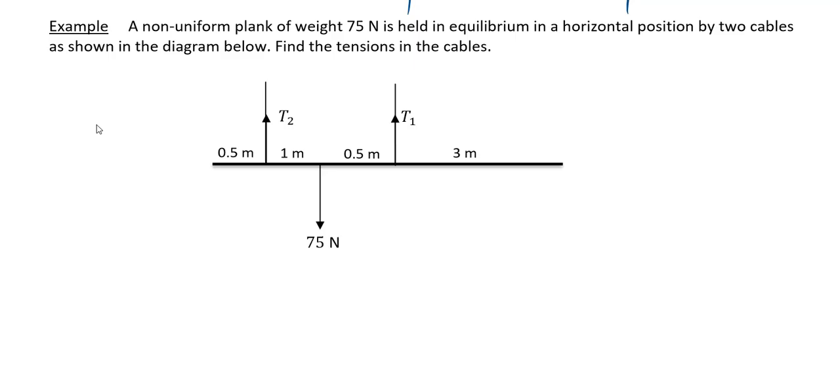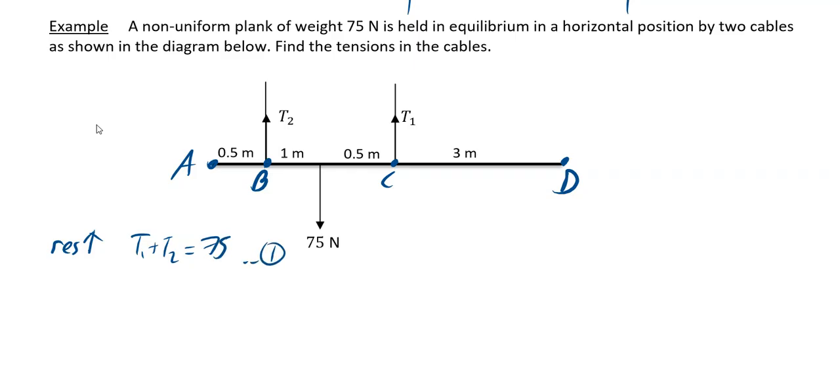To do this, first of all I'm going to mark on point A, point B, point C, and point D. And if we resolve vertically, your force up is T1 plus T2, and that equals 75 newtons, which is going down. Call that equation 1.